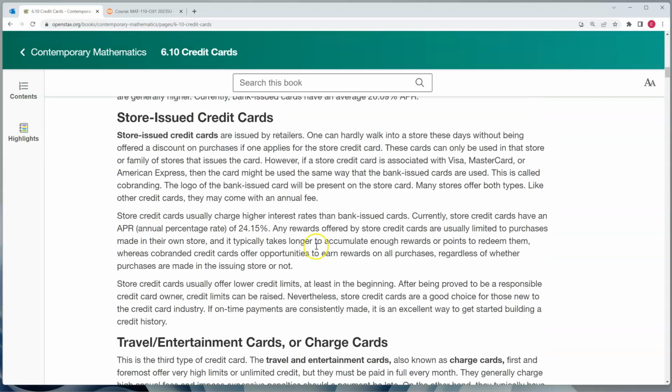They're also going to have rewards usually associated with it, and so that's going to get folded into the interest for individuals who don't pay off their balance. They're going to help pay for those rewards because they're paying the interest.